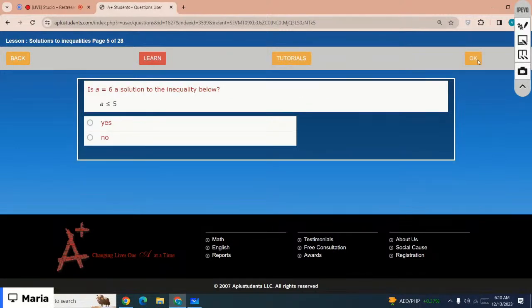Is a equals 6 a solution of the inequality below? Which is the correct option, yes or no? 6 is less than equal to 5, yes or no?